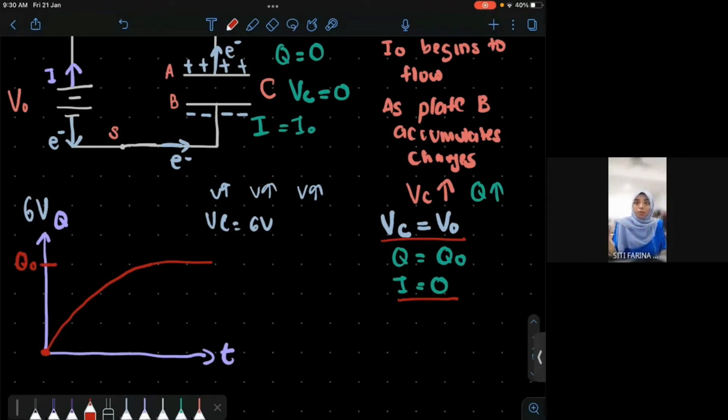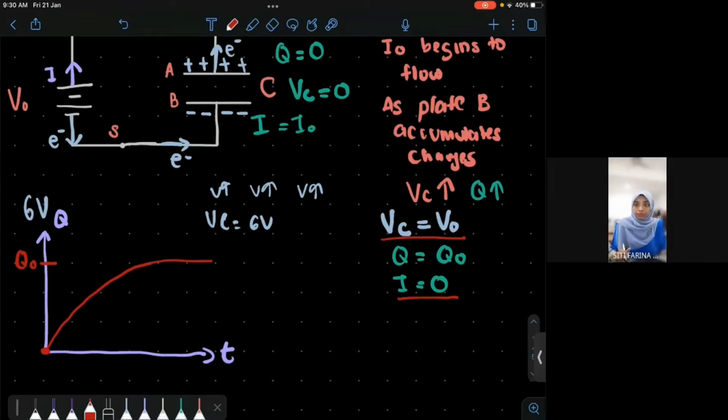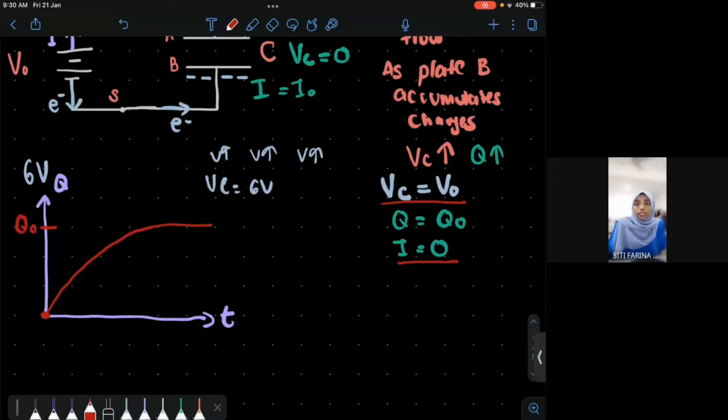Okay, Q0, maximum charge. Alright, so kalau kamu tengok, the number of charges in the capacitor increase exponentially. So graf kamu ni berbentuk exponential. It's an exponential graph until fully charged, where Q is equals to Q0, maximum number of charge. Ini yang paling maksimum. Okay, so kalau maximum number of charge, Q0 kamu, ini paling maksimum. Q0 dekat sini dia indicate maximum.